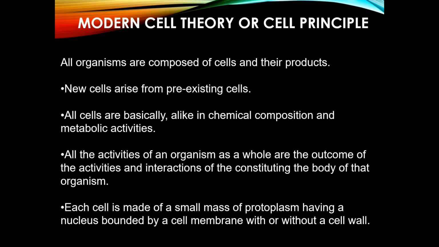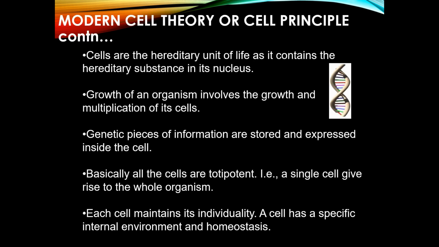Next, each cell is made up of a small mass of protoplasm having a nucleus, bounded by a cell membrane with or without a cell wall. Certain cells have a cell wall, other cells don't. Then cells are the hereditary unit of life, as the nucleus contains the hereditary substance known as DNA. The growth of an organism involves the growth and multiplication of its cells. Cells grow and multiply, which leads to the growth of the organism.